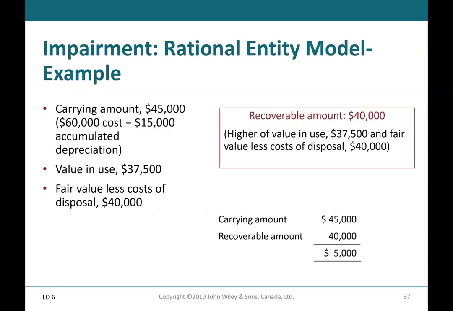Impairment rational entity model example. The carrying amount is $45,000. It's $60,000 cost minus $15,000 accumulated depreciation. The value in use is $37,500, and the fair value less cost of disposal is $40,000. The recoverable amount is $40,000, the higher of the value in use of $37,500 and the fair value less cost of disposal of $40,000. Impairment loss is the carrying amount of $45,000 less the recoverable amount of $40,000, for a difference of $5,000.